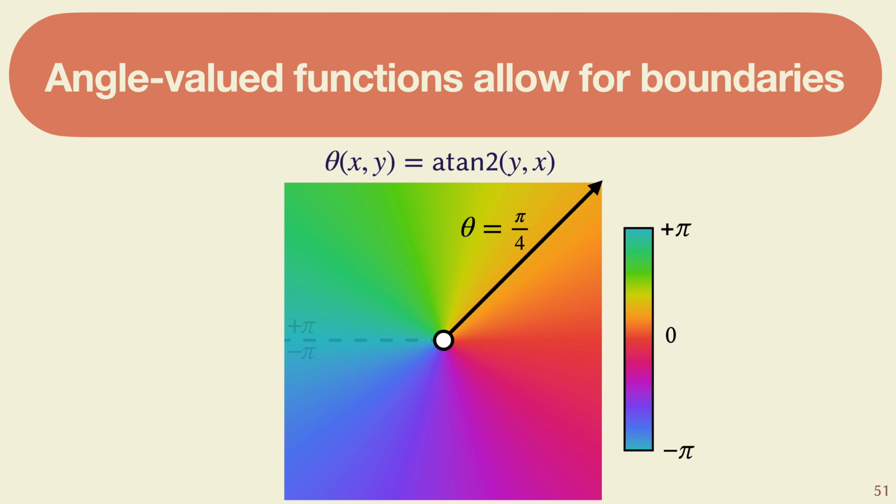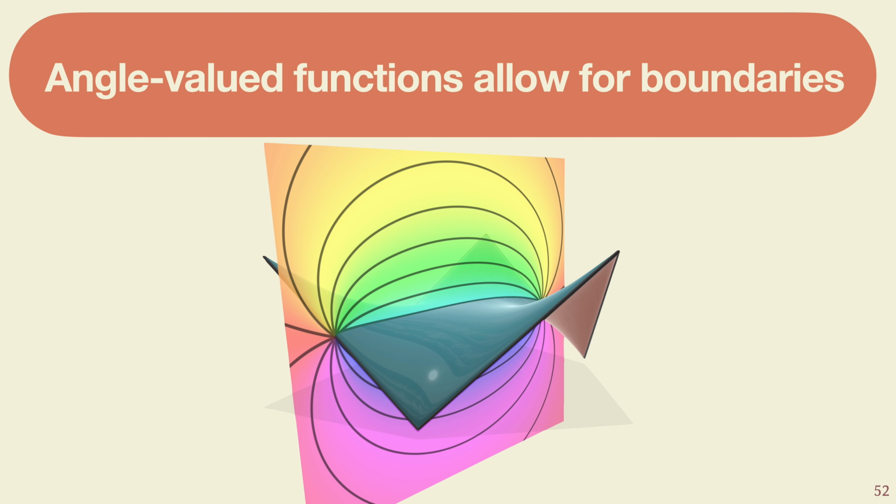One important impact of using angle-valued functions is that their level sets can now have boundaries. For example, if we look at the pi over 4 level set of the angle function, we see that it takes the form of this diagonal ray with a boundary point at the origin. And indeed, all of our examples of level sets with boundaries come from angle-valued functions like this, with singularities running precisely along the boundary curve.